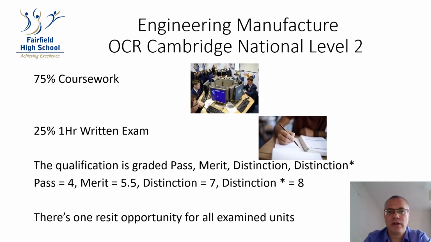Okay, looking on to the Engineering Manufacture course at OCR Cambridge National. It's exactly the same structure as the engineering design course. We're still 75% coursework, so 3 internally assessed units and 1 written exam to make up the 4th unit. Again, still pass, merit and distinction grade boundaries, and they will have the opportunity to resit the exam unit from the January into the June series.